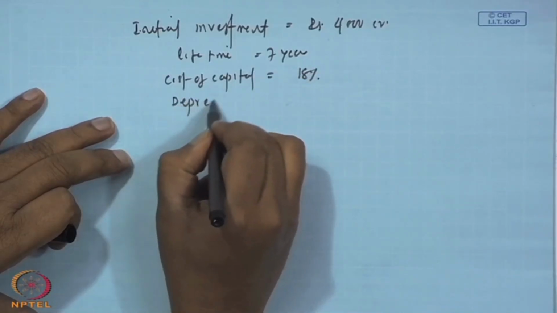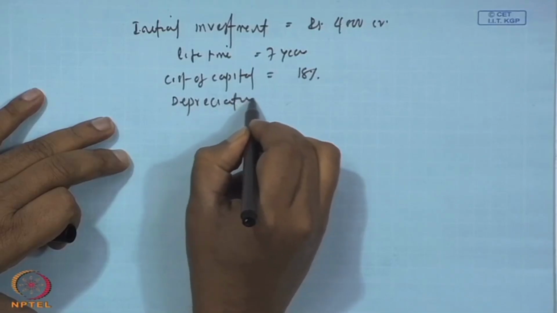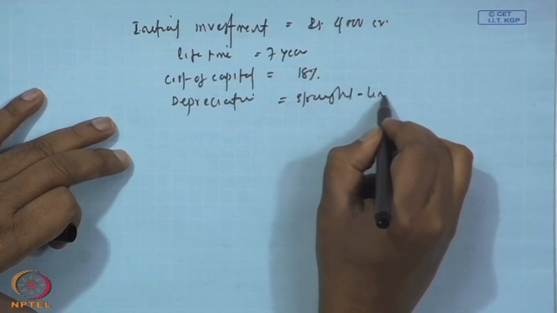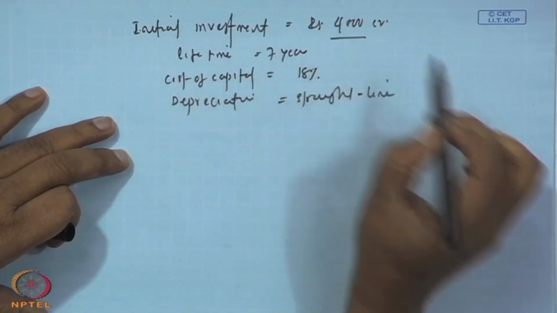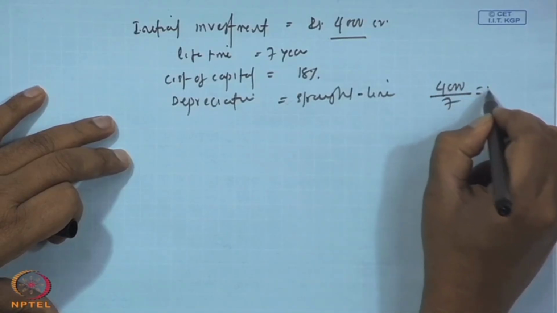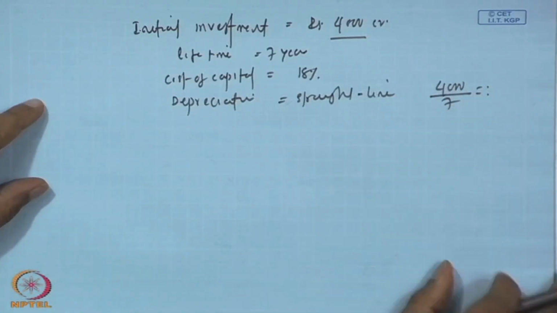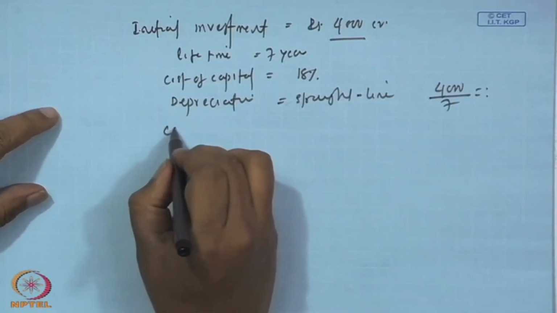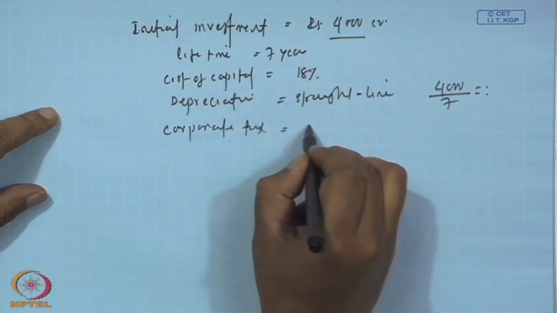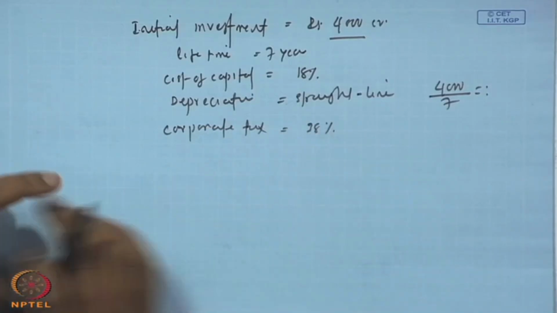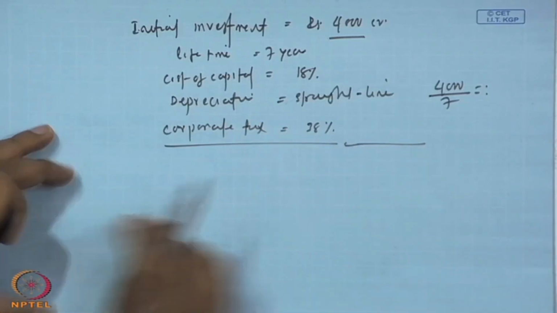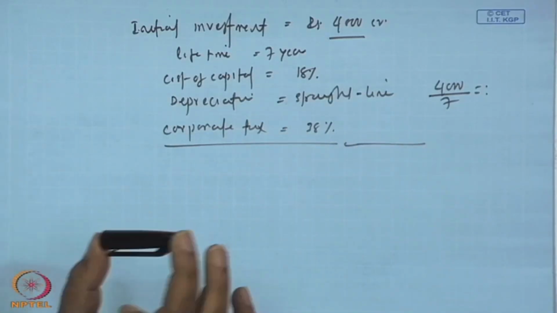Depreciation is straight line. With straight line depreciation, within 7 years they have to recover 4,000 crores, that is 4,000 by 7 per year depreciation. Then another thing is the tax rate: corporate tax in India is 38%. So, now with this information you have to estimate the domestic NPV calculation first.